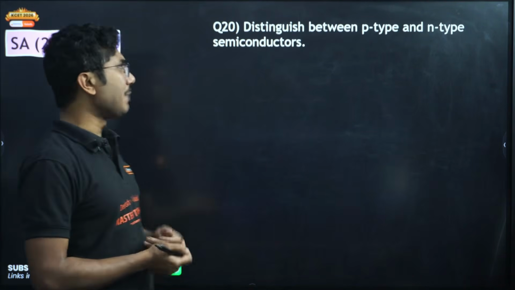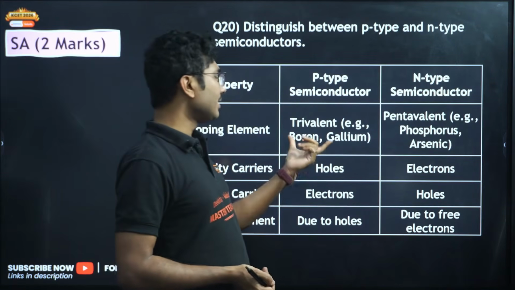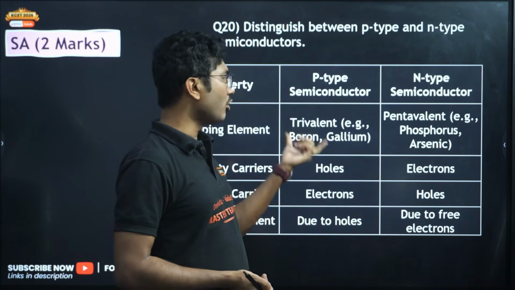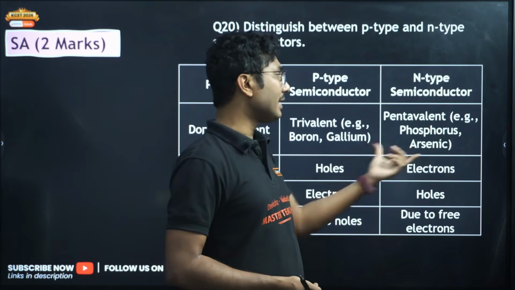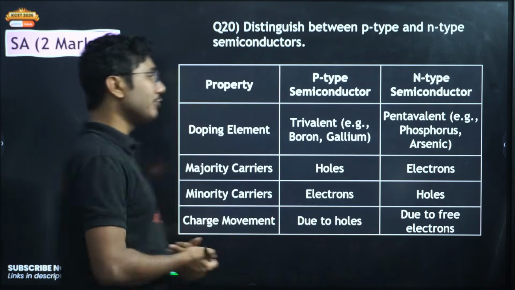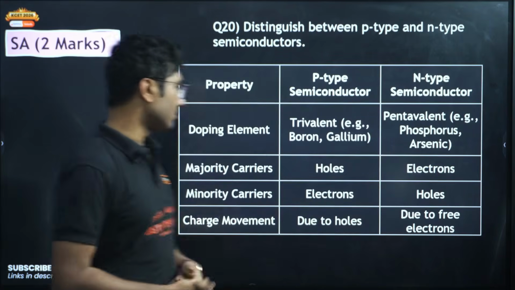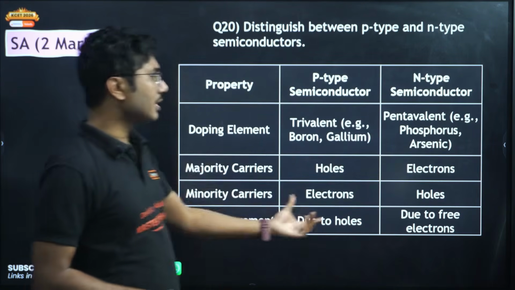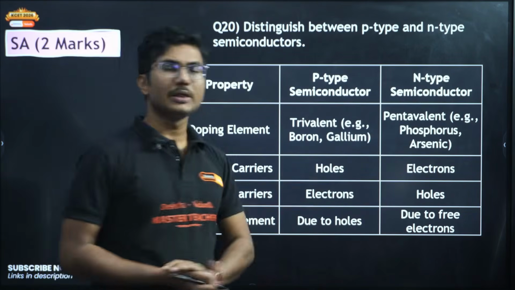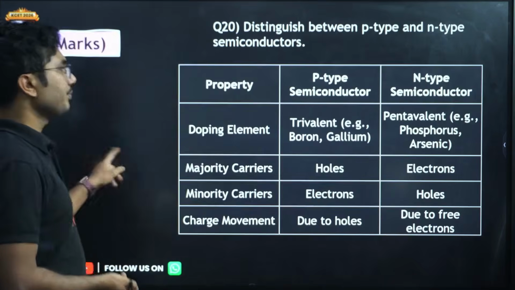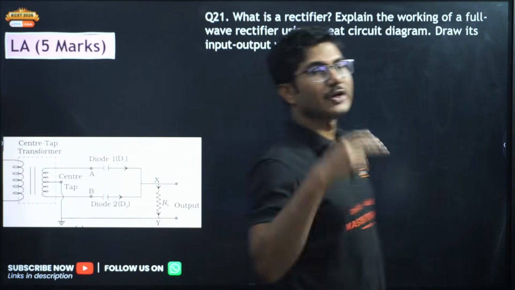Distinguish between P-type and N-type semiconductors. Property, doping element: trivalent, in case of P-type, that is boron, gallium, indium. For N-type semiconductor, pentavalent, for example phosphorus, arsenic, antimony, etc. Majority carriers for P-type are holes, for N-type they are electrons. Minority carriers for P-type are electrons, and for N-type they are holes. Charge movement is due to holes in P-type, due to free electrons in N-type. Clear?